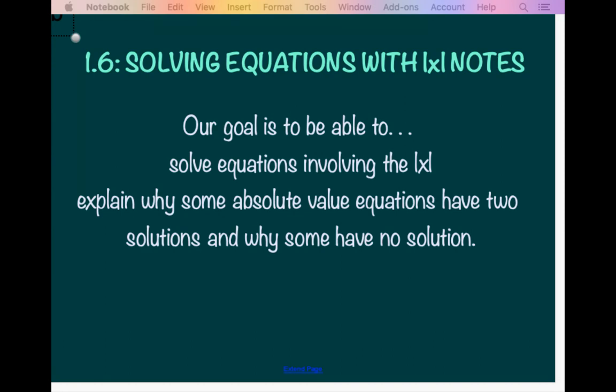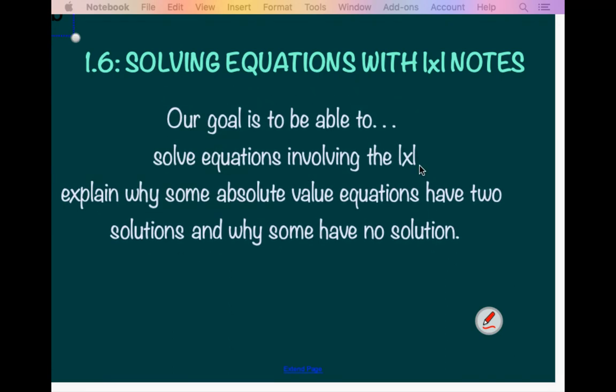All right, so we're going to solve equations that have the absolute value of x in them.